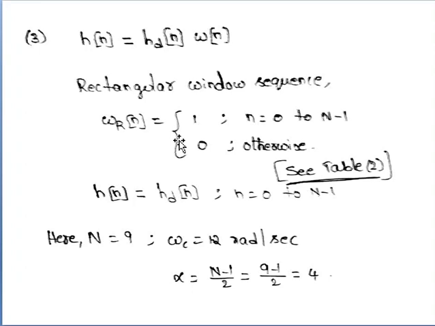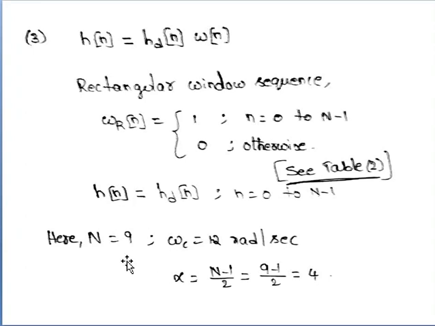Suppose if they ask Hamming window, Hanning window, triangular window. So here from the table 2, you just take the equation and then multiply that equation with this hd of n and then write the equation h of n. Okay, h of n is equal to hd of n.